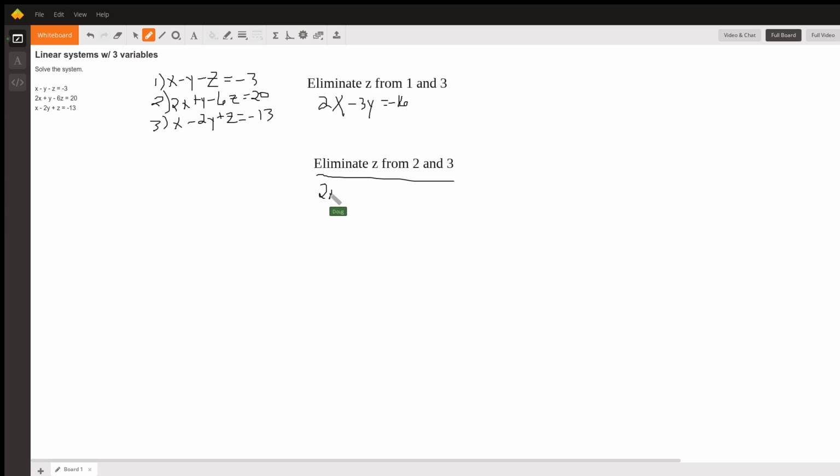So I'm going to recopy equation number 2, equals minus 20. But what I'm going to write underneath that is what I get if I multiply equation 3 by 6. So I've got 6x minus 12y plus 6z equals 6 times negative 13 is, oh, this wasn't a minus 20, it was a plus 20. Negative 78. So when I add them together, I get 8x minus 11y equals negative 58. Let me take a quick double check of that work.